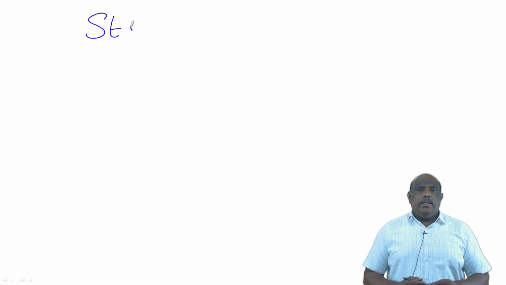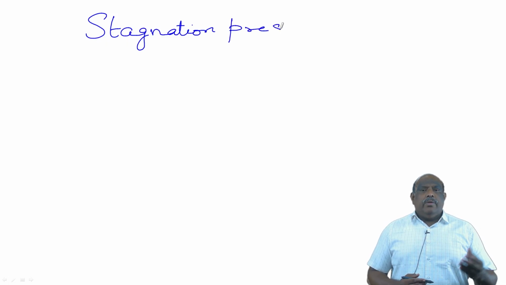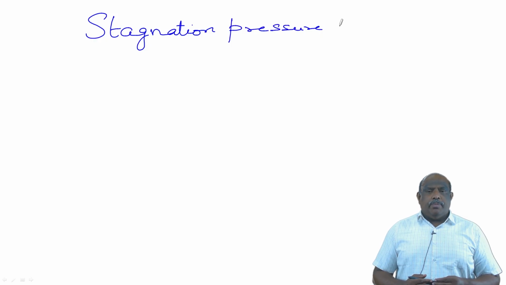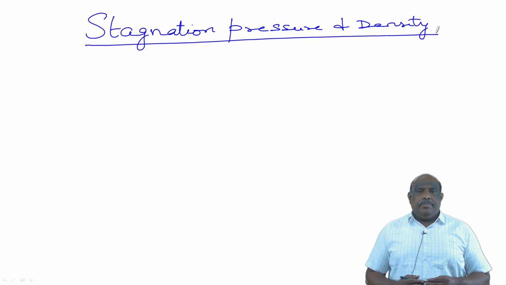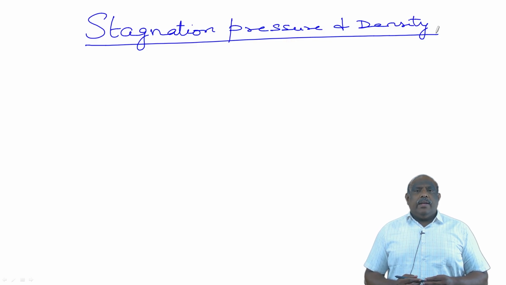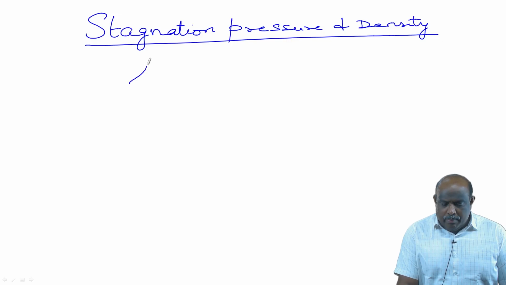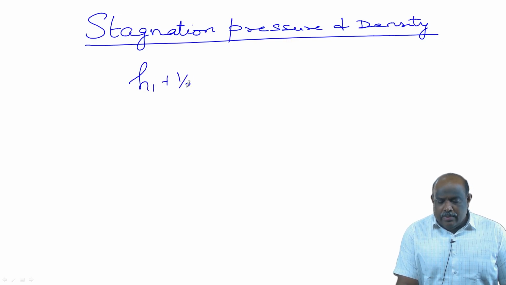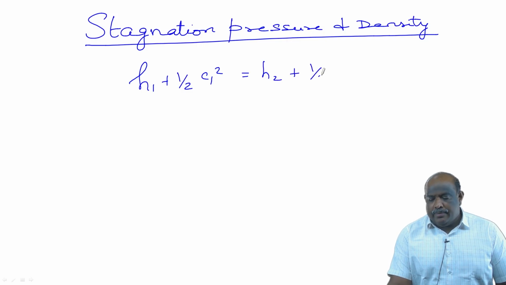Dear students, in the last session we have defined what is meant by stagnation enthalpy, and from the stagnation enthalpy we finally ended up with the stagnation temperature. Today we are going to see about the stagnation pressure and stagnation density. In the last session we have taken initially the adiabatic energy transformation equation, which is given by H1 plus half C1 squared is equal to H2 plus half C2 squared.